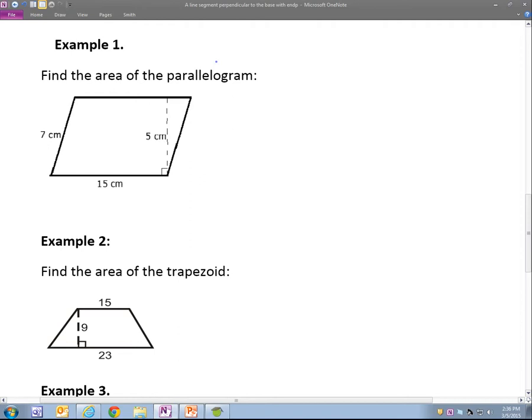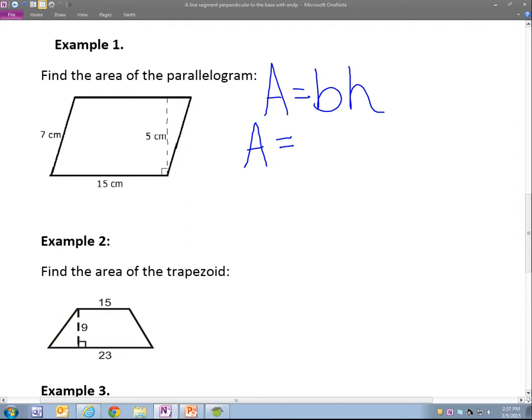Okay? Now, area of a parallelogram. Can you please remind me, what is the formula for area of a parallelogram? Somebody please raise your hand. Cam. It is base times height. Base times height. So if I want to find the area of this, first off, I need to decide what is the base. What's the base here?